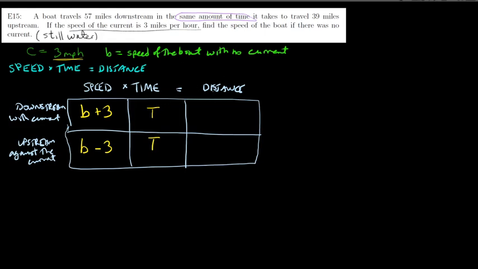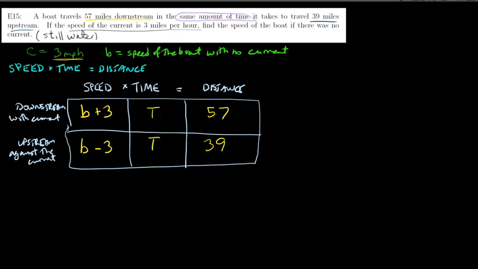The distance, however, is different. If you're going downstream, you're going 57 miles. That's the distance, miles. And what about going upstream? Upstream, that was 39 miles. So going upstream, we're only going 39 miles. And that makes sense because in the same amount of time, we're covering less distance because we're going against the current. Presumably, we're going slower.